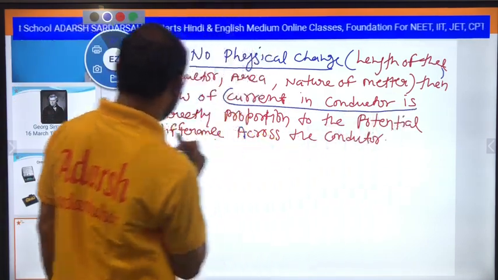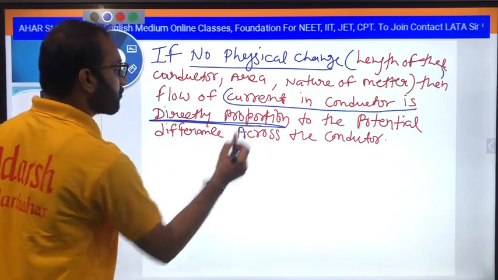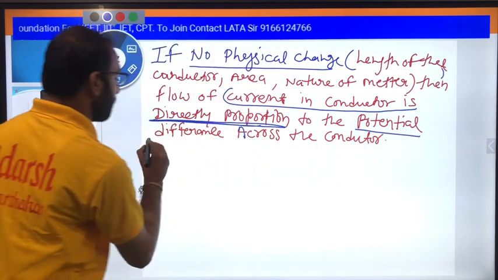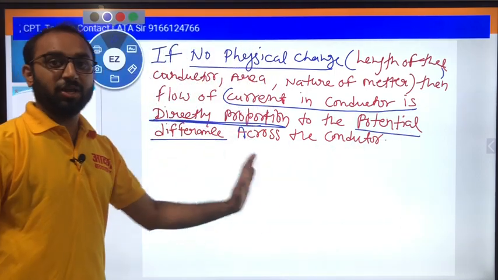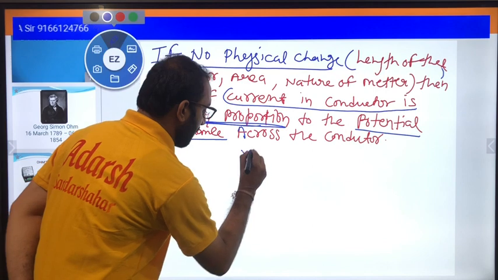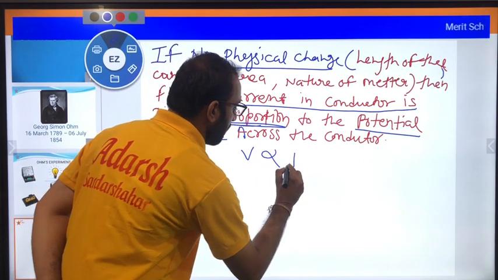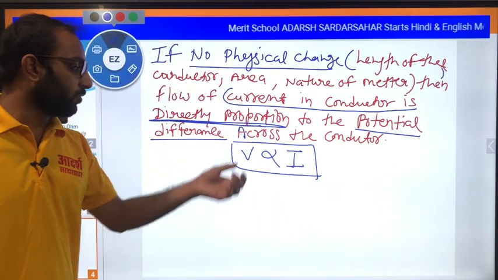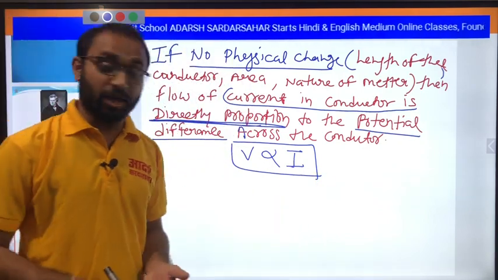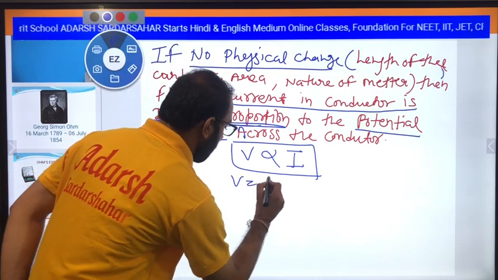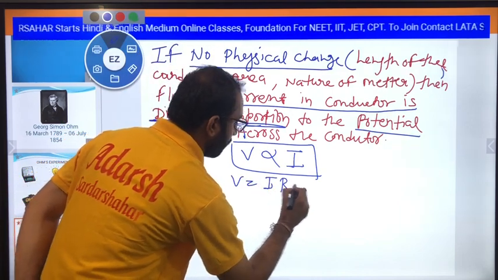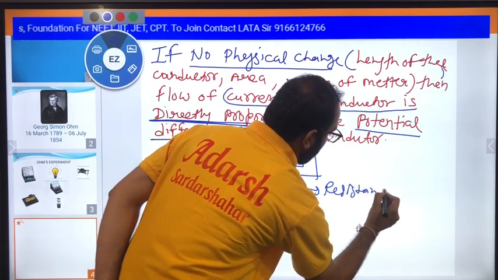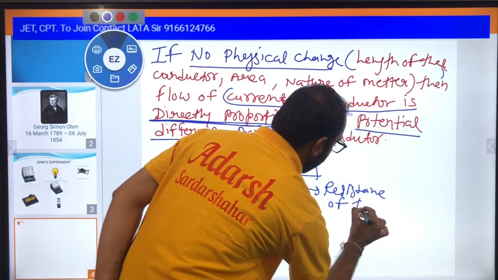Current in a conductor is directly proportional, meaning linearly dependent, on the potential of the conductor. After the experiment, he showed the physical relationship or mathematical representation: V is directly proportional to I. Every student knows that when we remove the proportional sign, a constant is present every time, and that constant is R, so V equals IR. What is R? Resistance, called the resistance of the conductor.